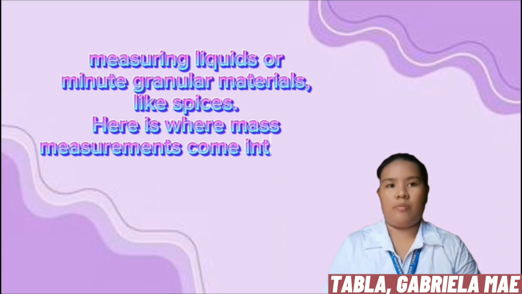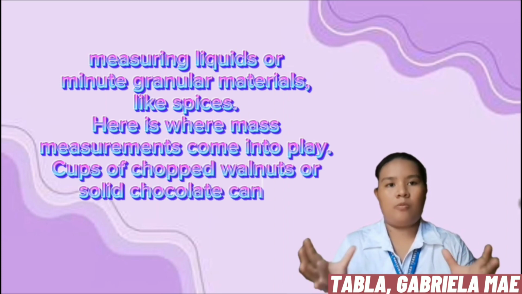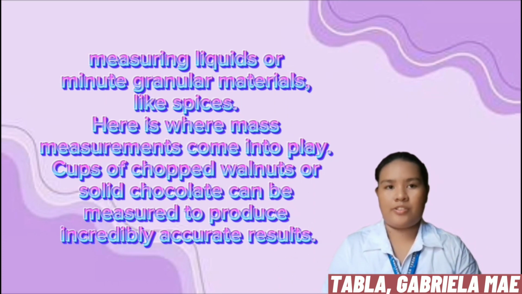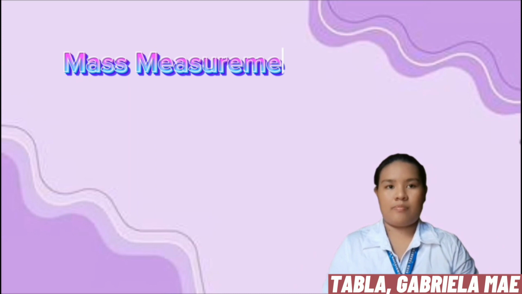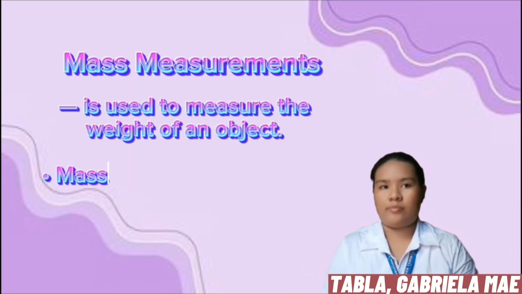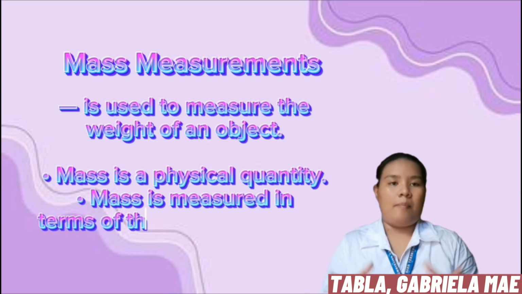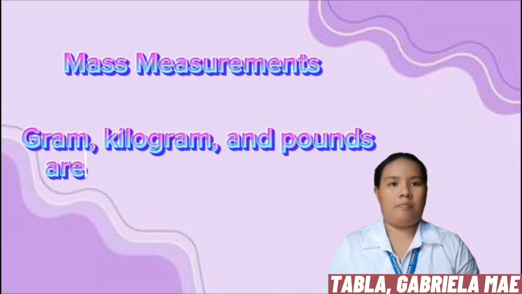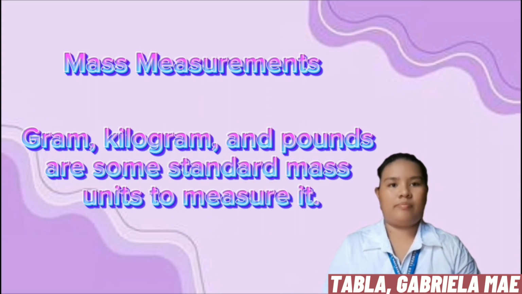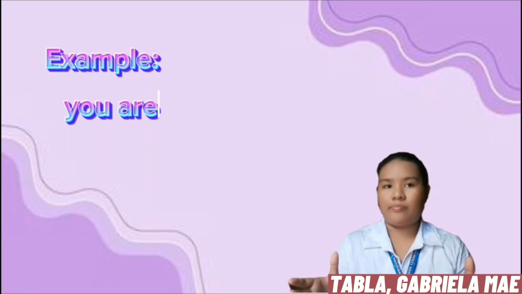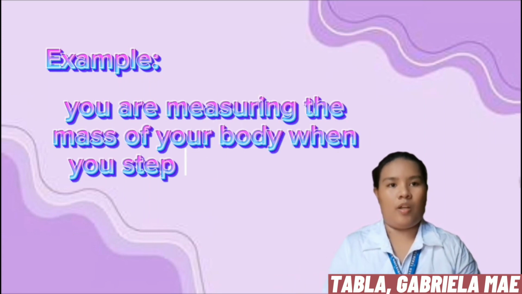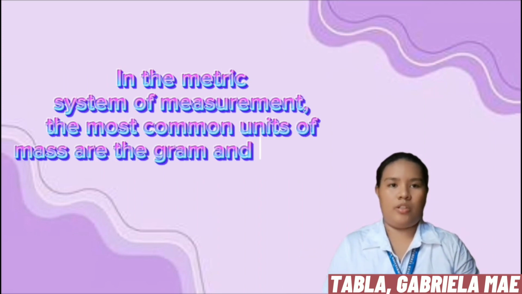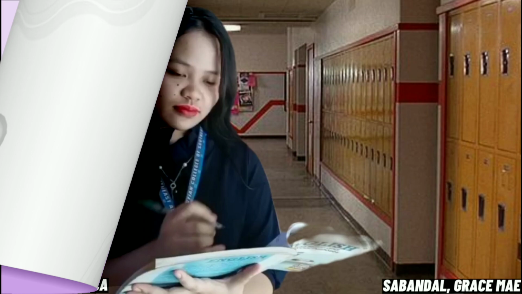Here is where mass measurements come into play. Cups of chopped walnuts or solid chocolate can be measured to produce incredibly accurate results. Mass measurement is used to measure the weight of an object. Mass is a physical quantity. Mass is measured in terms of the weight of a body. Gram, kilogram, and pounds are some standard mass units to measure it. For example, you are measuring the mass of your body when you step onto a scale. In the metric system of measurement, the most common units of mass are the gram and kilogram.